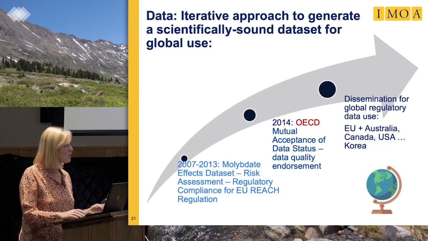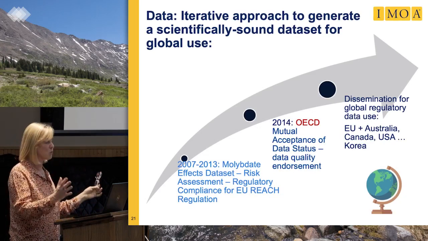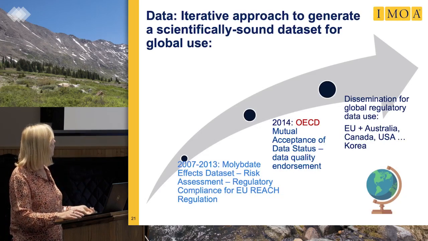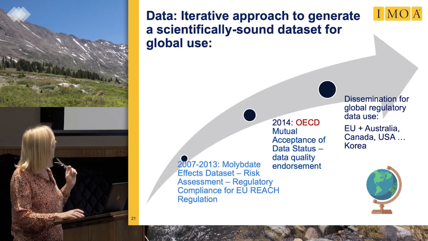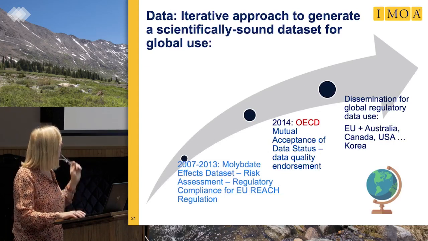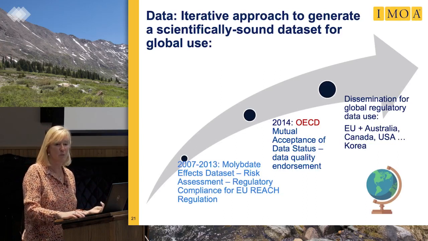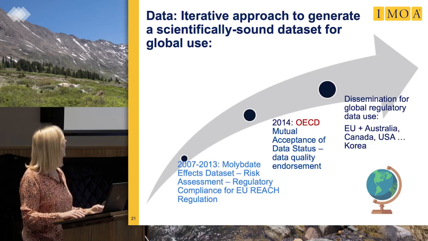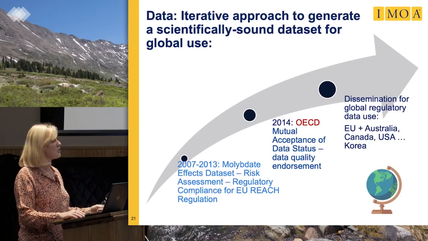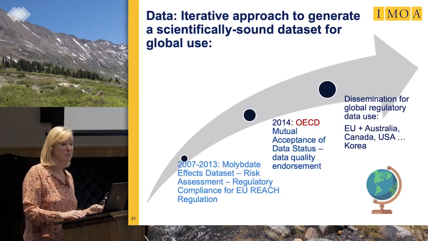So we took an iterative approach. We first of all generated this data set in accordance with that matrix. We took it to the OECD. We achieved mutual acceptance of data, and we are now in the process of disseminating that data, making it available to everybody, and just saying, look, here's the data, you assess it for global regulatory use. Because as I said, the United Nations have this program that everybody has to have chemicals management.